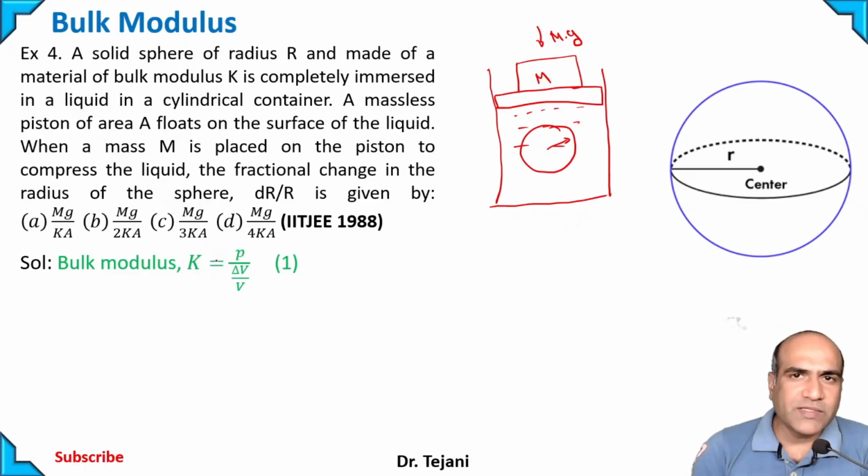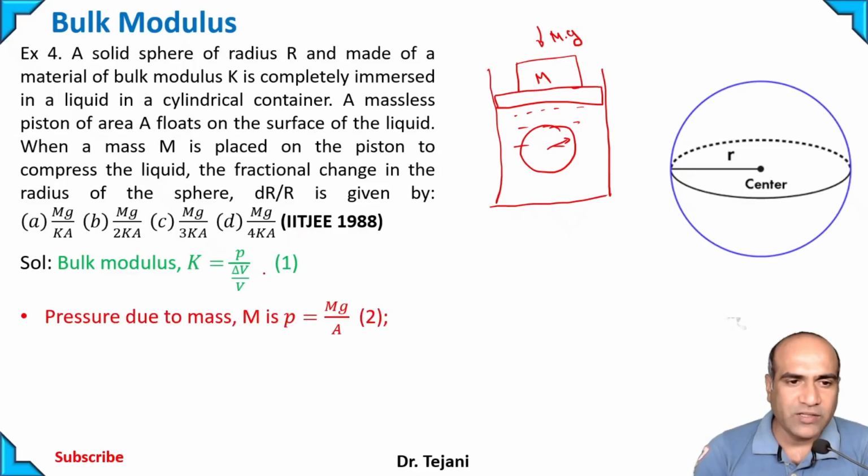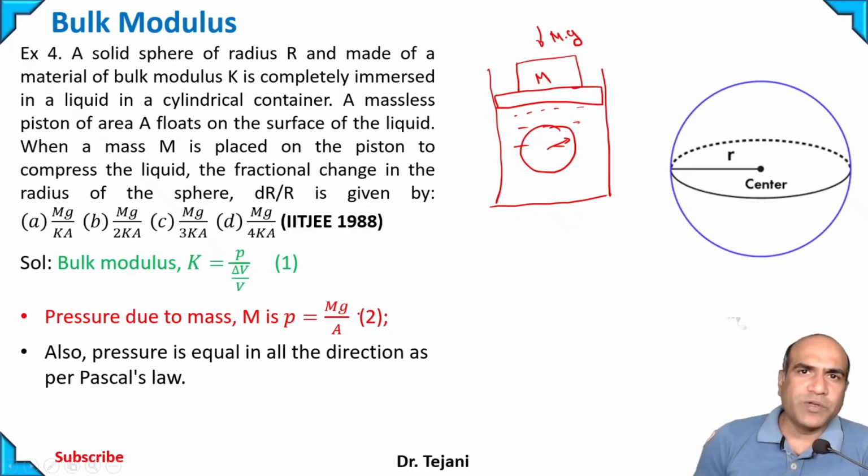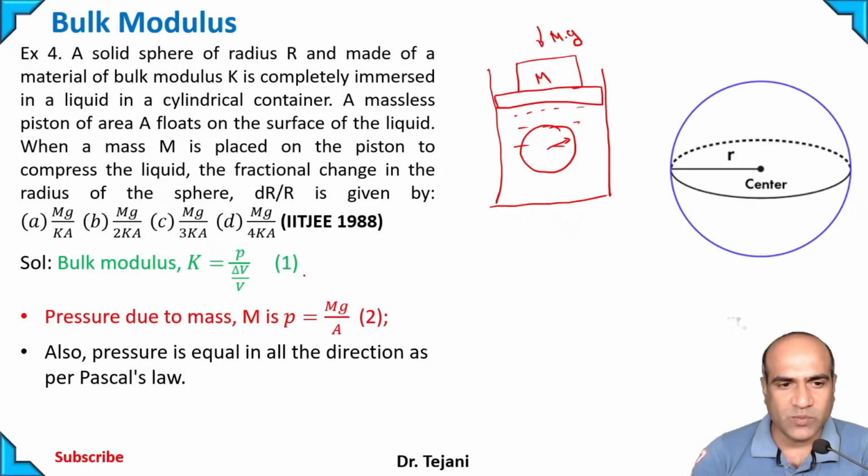We know that bulk modulus K is equal to P divided by delta V by V, and we need the pressure generated. Pressure is equal to force divided by cross-sectional area, so pressure is equal to mg by A. Very simple. As per Pascal's law, the intensity of pressure is equal and uniform in all directions. Therefore, the sphere is subjected to pressure P.